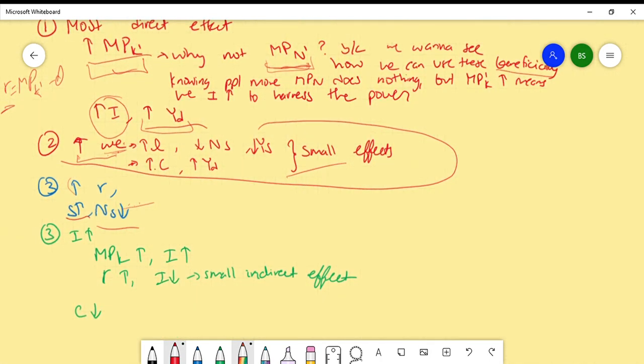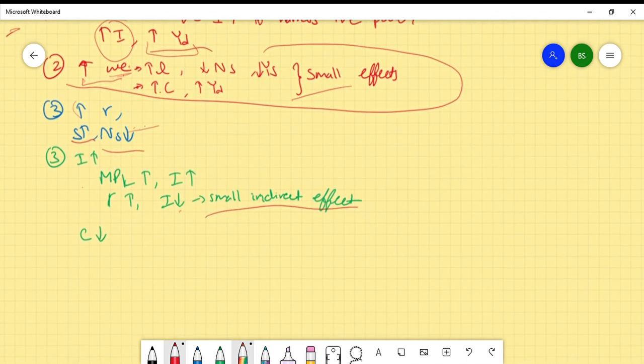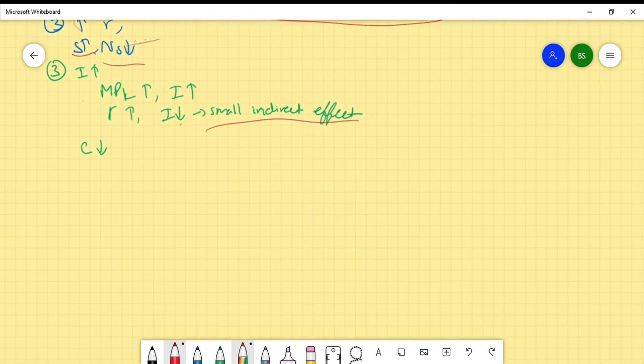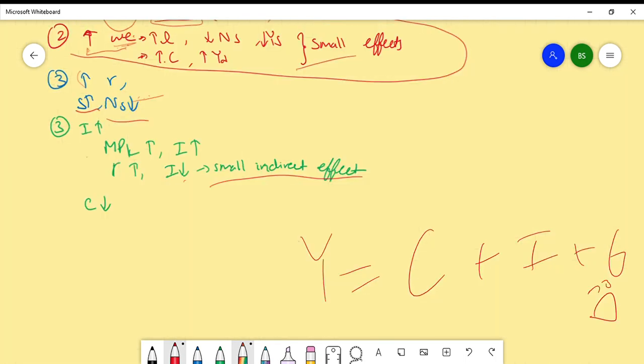And the final thing is the investment. First of all, since MPK increased, investment increased, but also since the rate increased, investment falls, but it's a small indirect effect. And we also have that C will decrease. Okay, so this is the final thing here. I don't know why I have that C decreases. We have Y equals C plus I plus G. If Y equals C plus I plus G, oh, I think I remember this. This is no change. No change.